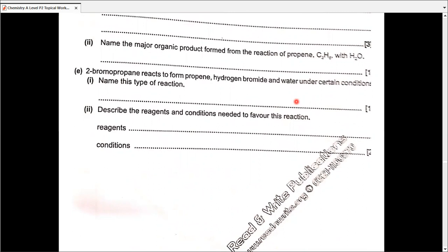Naming. Okay, just a minute. CH3, CH4, propan-2-ol. Good, moving on. E1. 2-bromopropane, correct. This is an elimination reaction. Elimination reaction. Moving on. The reagent is ethanolic sodium hydroxide, and the condition is heat.